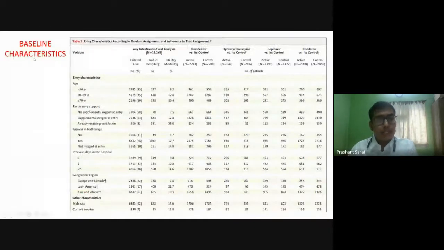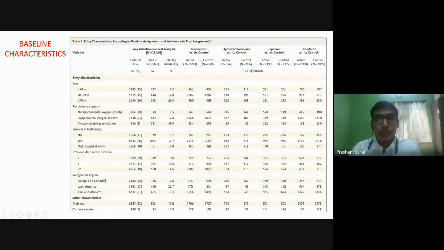So coming to the baseline characteristics. This table is also important and also mentioned in the CONSORT guidelines. So the entry characteristics according to the random assignment, which means that we should know whether the group that was assigned the drug and the control group were similar at the time of assignment of the drug.